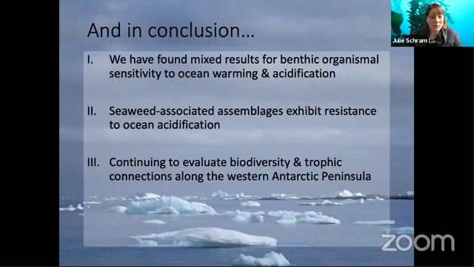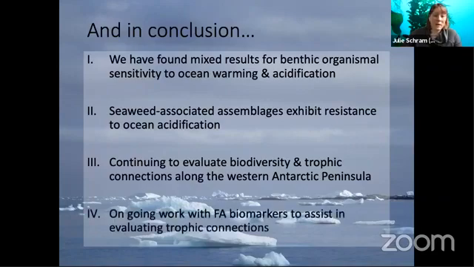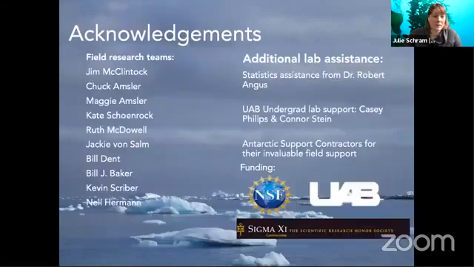We are continuing to work on evaluating the biodiversity and trophic connections along the Western Antarctic Peninsula, because presumably as the peninsula continues to warm, the southern end of the peninsula will start to look more like the northern end. And if we can understand how those changes are happening in the northern end, we can maybe predict what will be happening towards the south. And then we're doing ongoing work to figure out the trophic modification of these benthic organisms.